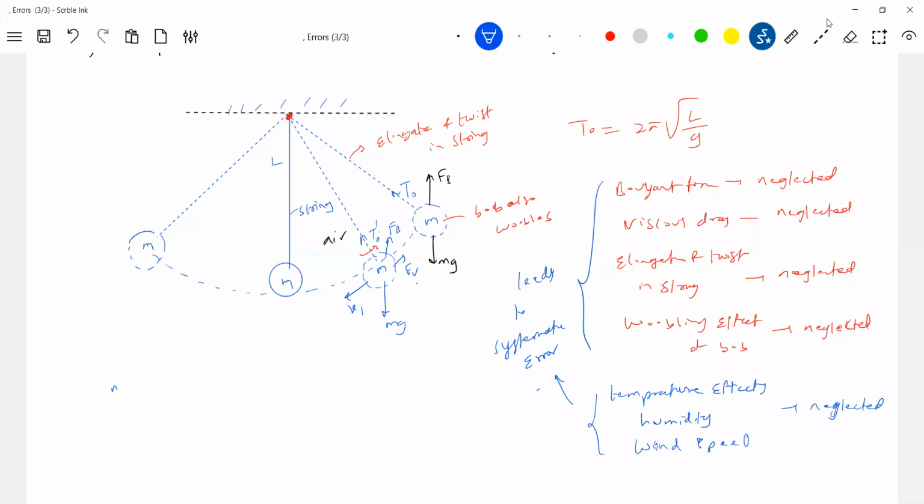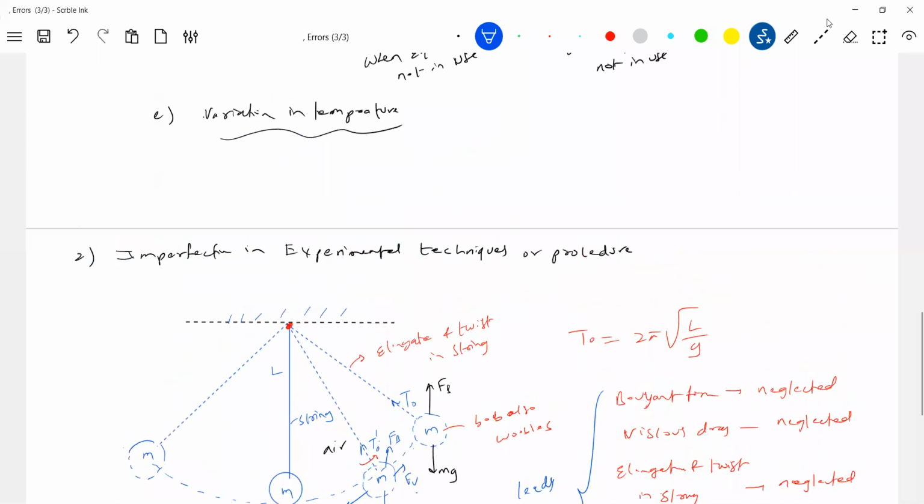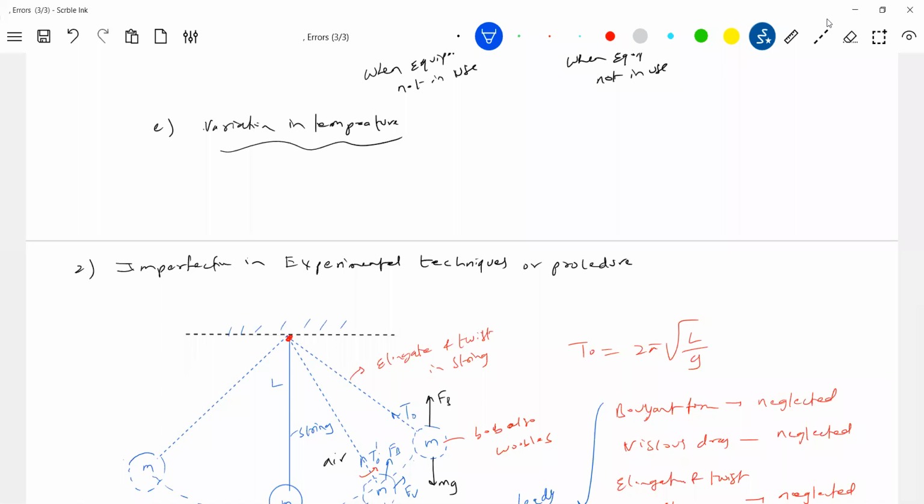Okay, got this. So there are a lot of things, and it's not like I'll just go directly to the lab and do it in half an hour. We are supposed to think about all these things. So this is about imperfect experimental techniques or procedure.